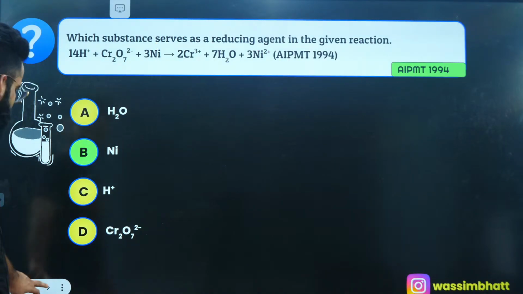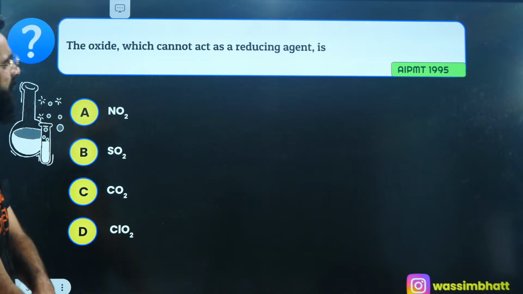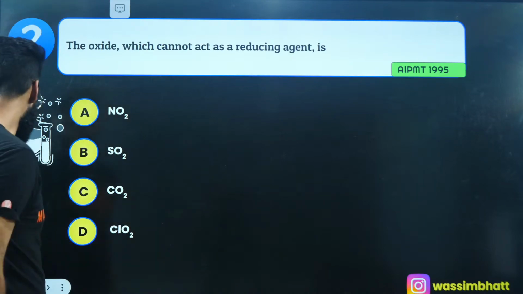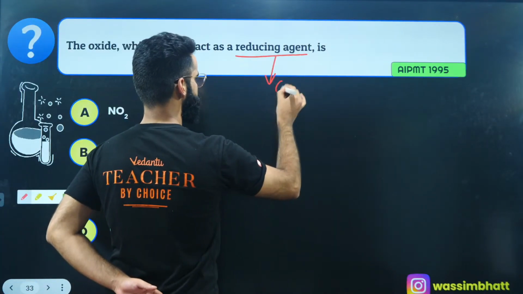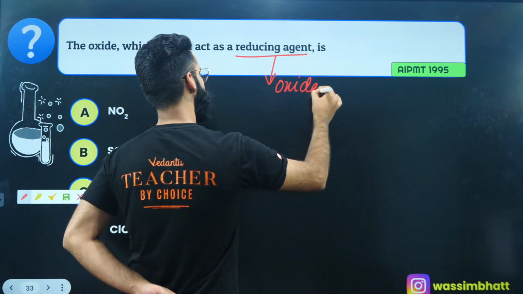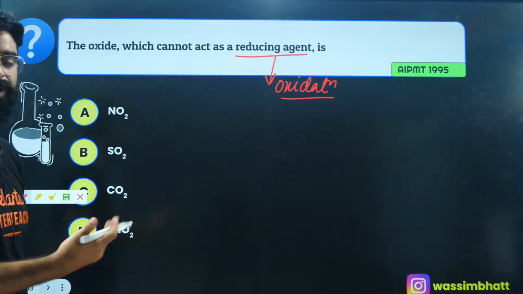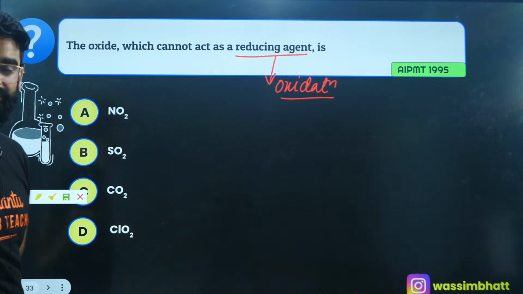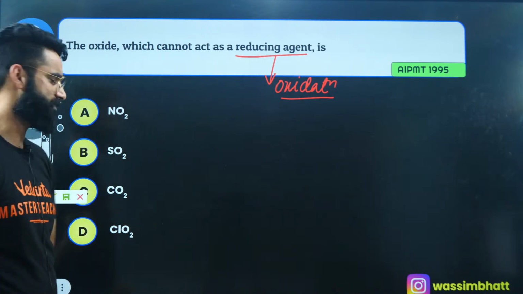Similarly, guys, let's move on to one more. The oxide which cannot act as the reducing agent, 1995, AIPMT. See, guys, a reducing agent is the one which itself undergoes oxidation. Now I need to see which species among all cannot act as a reducing agent. So I need to see which species among all cannot undergo oxidation, right? That species which cannot undergo oxidation is not going to be the reducing agent, right?